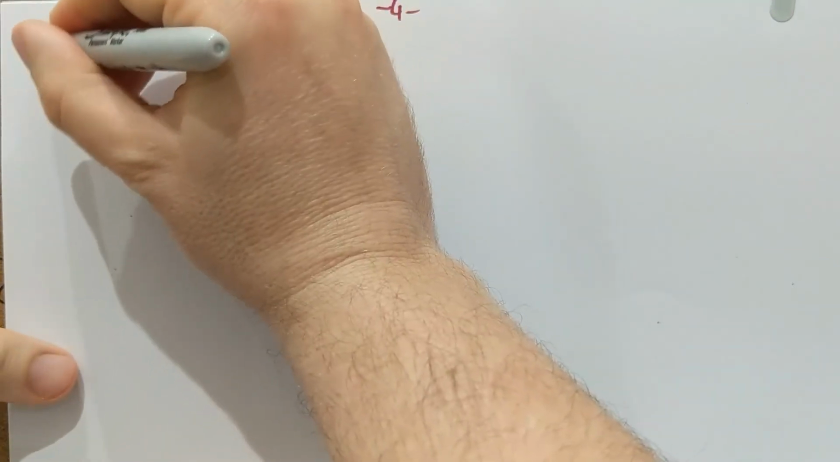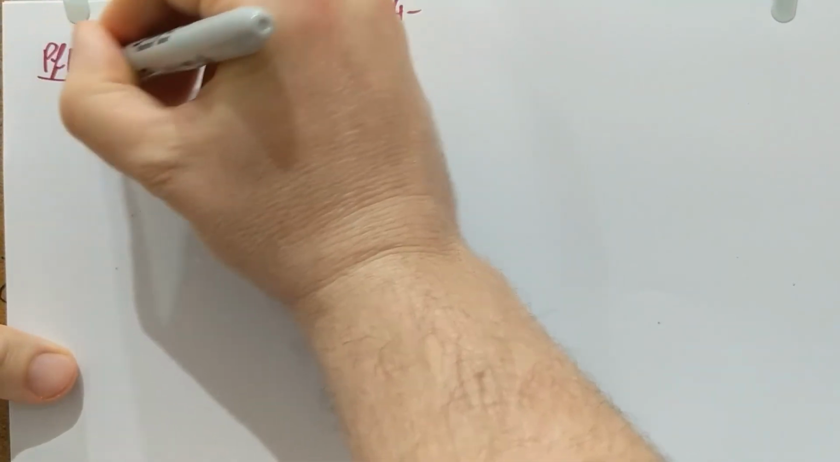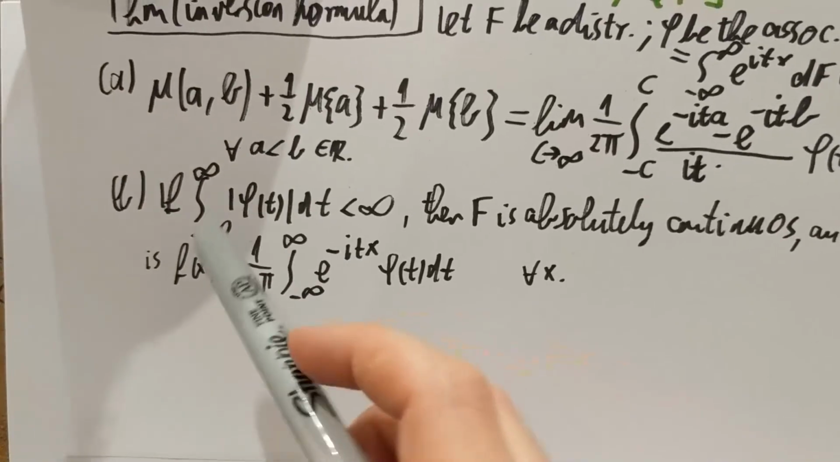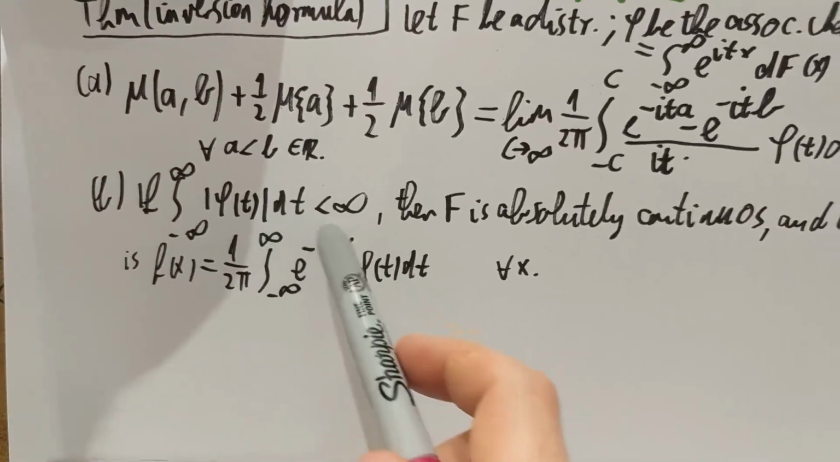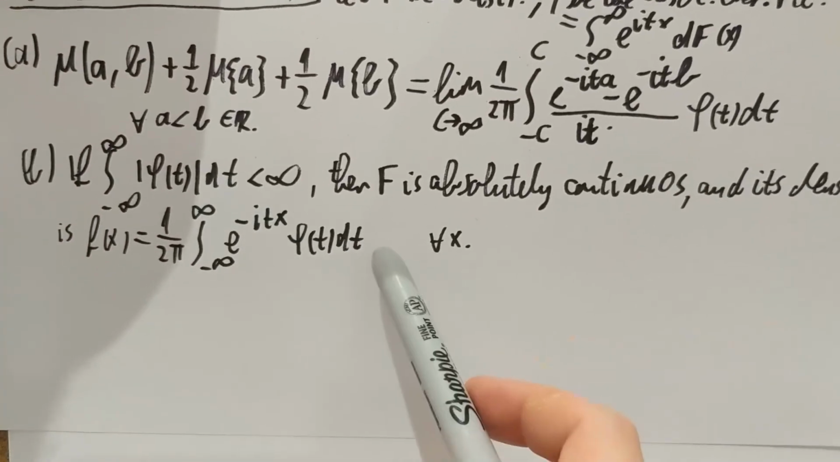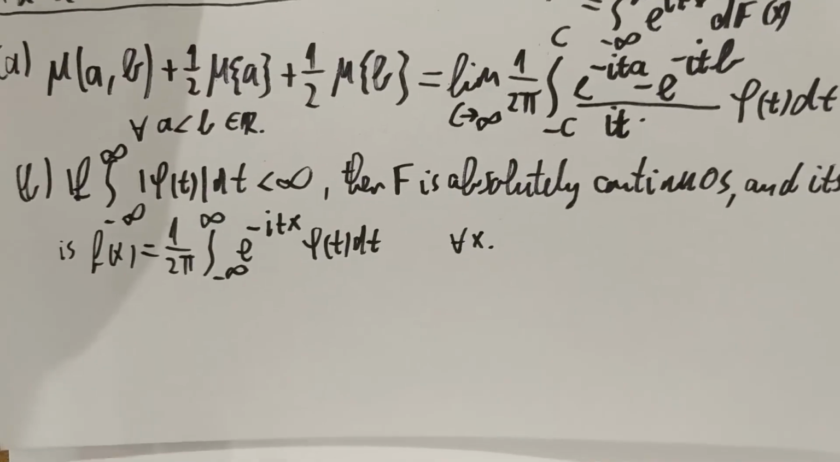So, proof of part B. What do we want to do in part B? Part B was this statement here: if the modulus of the characteristic function is integrable, then we have absolute continuity, and this is the formula for the density. So let's try to prove that.